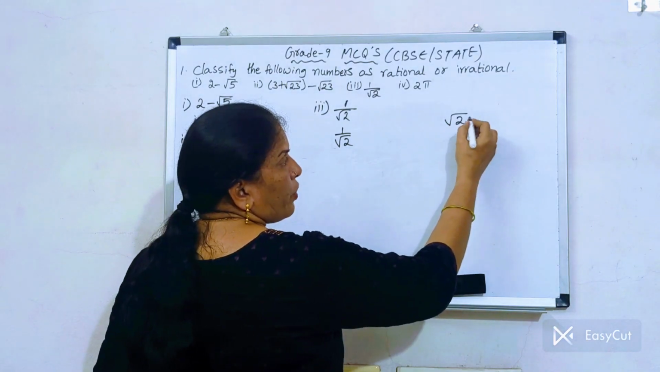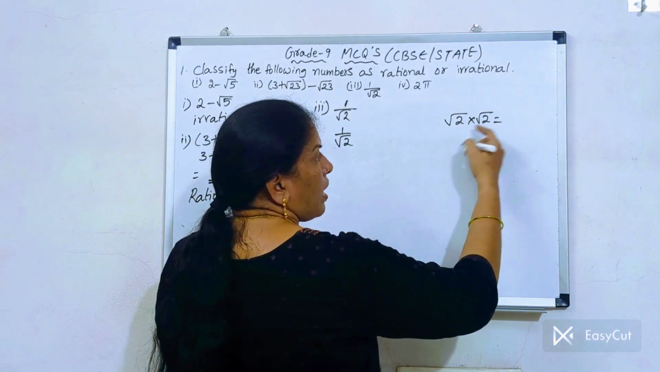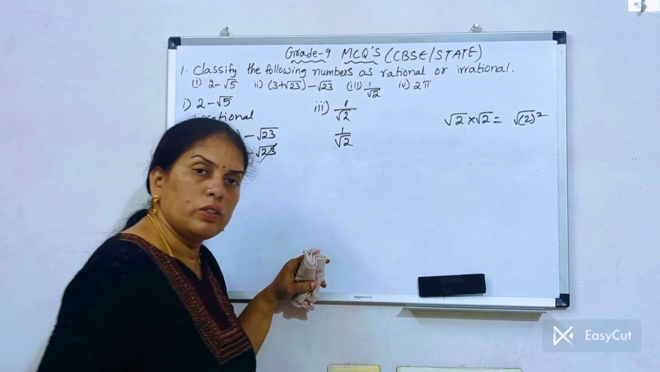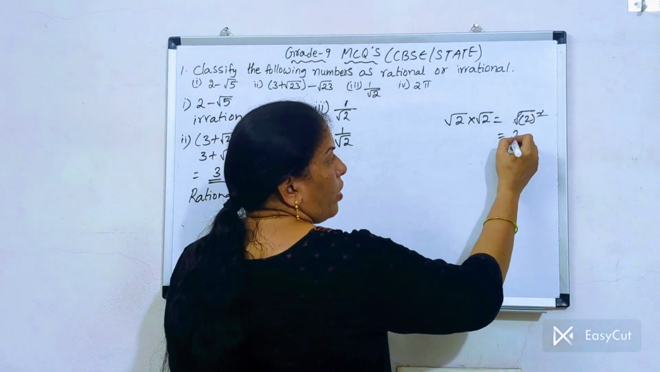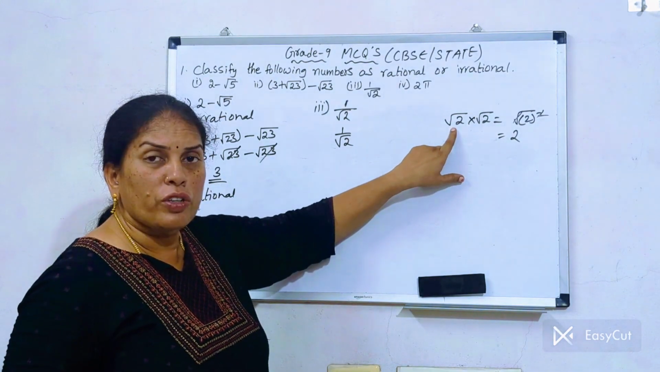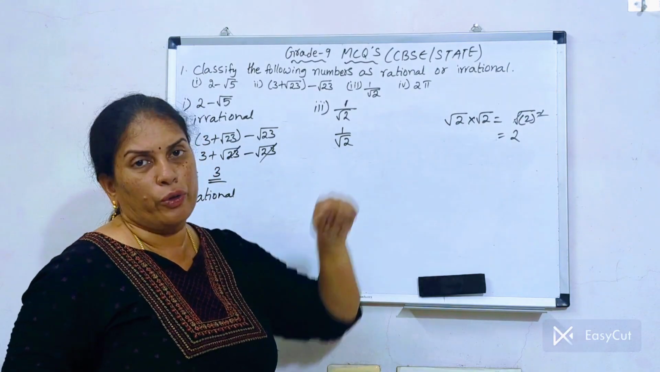If we multiply root 2 into root 2, how many 2's are there? 2 are there. Root 2 whole square. 2 times root 2, so the root and the 2 will cancel. What is the number? 2. So, to remove this root, what should we do? We must multiply with the same root 2.